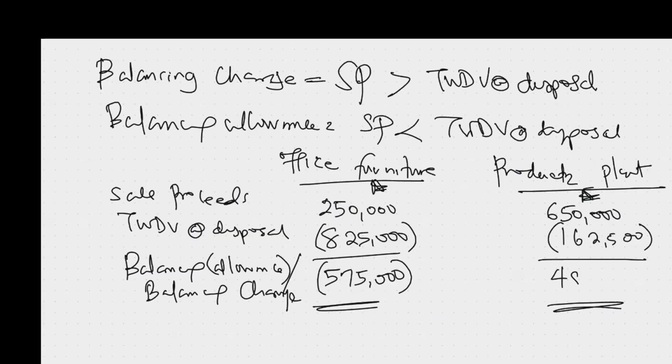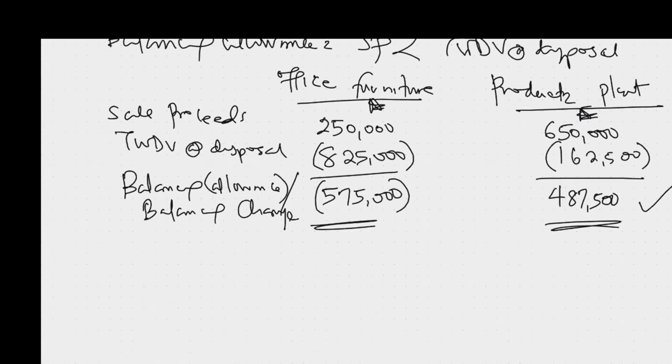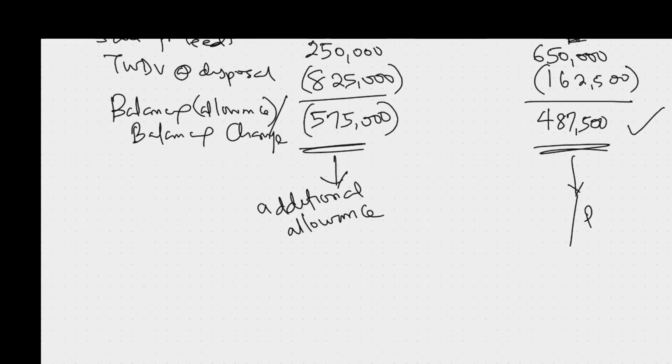Now, you remember we said this is going to be treated as additional allowance, and this will be chargeable. But for you to charge this, you have to check something. The balancing charge cannot be more than the total allowance claimed on the asset. So I would say restricted to total allowance claimed.